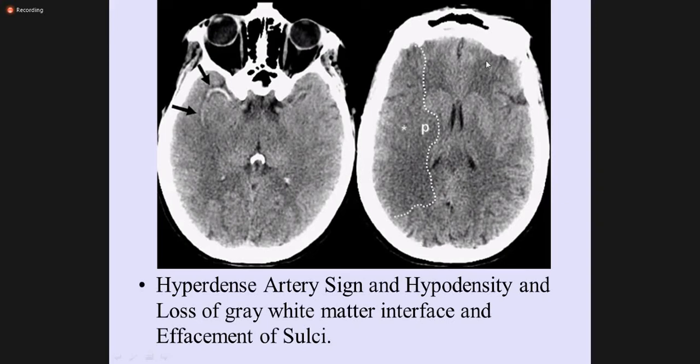Okay, now another sign which I have told you is loss of gray-white matter differentiation. Look at the left cerebral hemisphere. There is good gray-white matter differentiation. We can easily see the sulci and the gyri. But look at the right side: there is loss of gray-white matter differentiation. It is all lost, and there is diffuse hypodensity. So this is signifying effacement of sulci and loss of gray-white matter differentiation, signifying acute infarct.